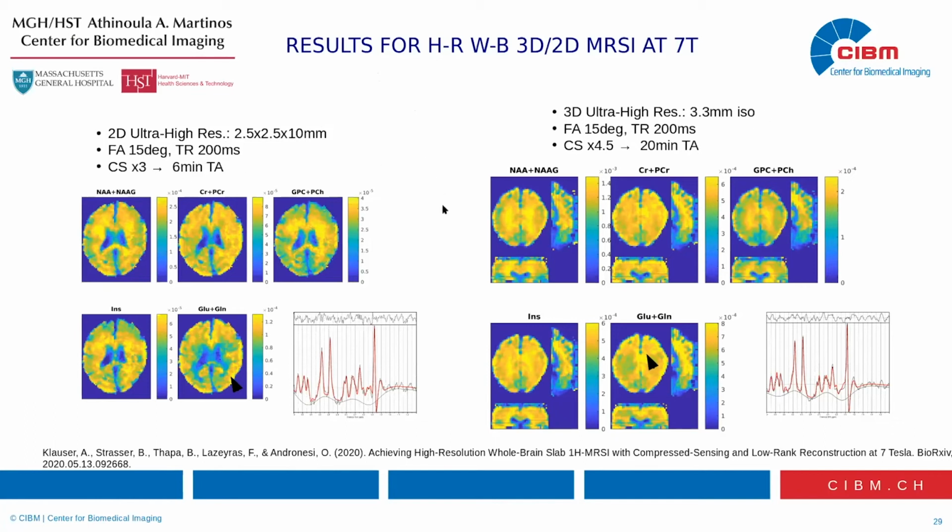Again, we see more or less the same features in the spectra and a higher SNR in the 3-dimensional data set due to the thicker excitation slab. Now in 3D, you might notice that the excitation slab is thinner. This is due to, of course, the difficulties at 7T in acquiring a full brain with good B0 quality, good B0 shimming.